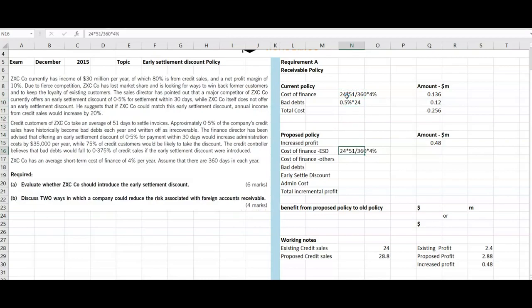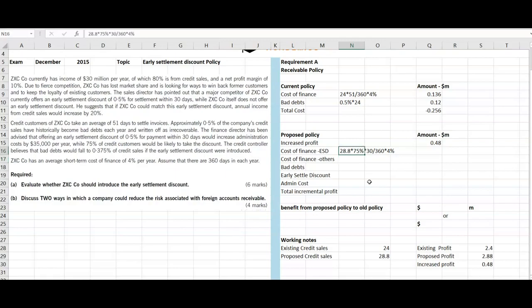So we'll take the earlier formula. The sales will change from this number to a new number, 28.8. The number of days taken will change from 51 days to 30 days. That's it. We will get this number. But the question is, not all people are going to accept this. So only 75% of the customers are going to accept it. So not all are going to accept this. That is going to be a problem.